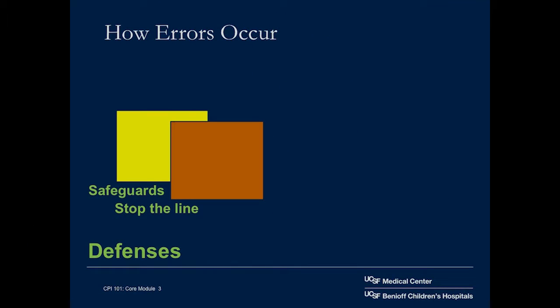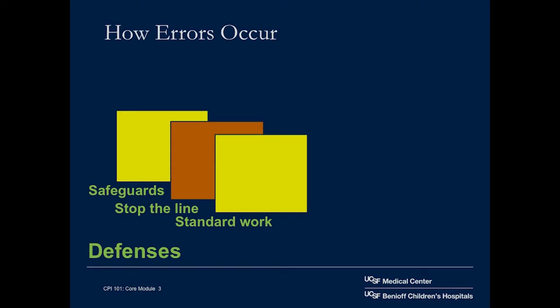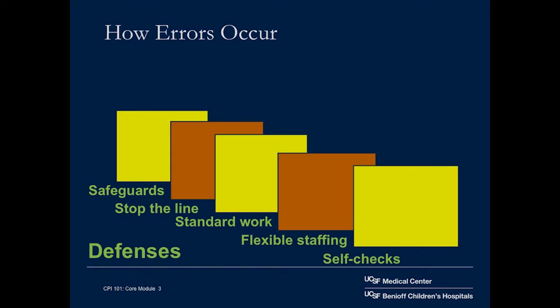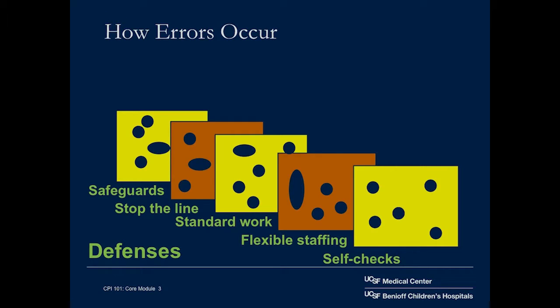Then we also have multiple other layers of defenses. For example, having policies around stopping the line when something is going wrong, using standardized work processes, as we discussed in the Lean module, and flexible staffing and self-checks on how we're doing our performance. The problem with this kind of thing is that every layer of defense has defects, and in fact, most layers of defense have multiple defects, and we can't always anticipate what these are or know where they're coming from.